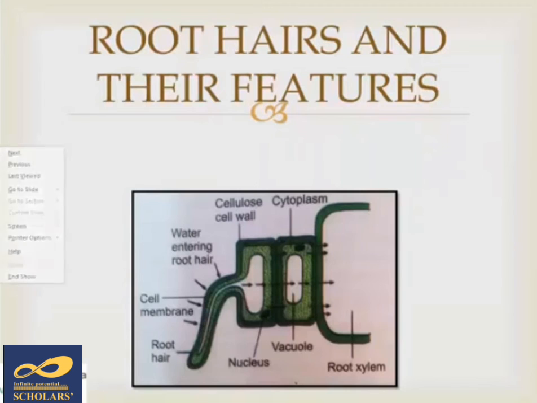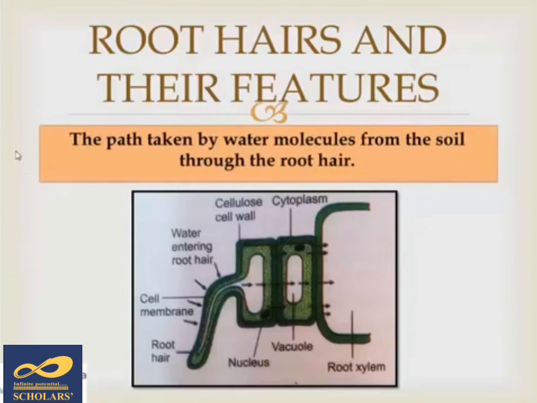In this image, you can notice the path that is taken by the water molecules from the soil to the root hair. These are the root hairs and these arrows that are visible are the direction of water. The water entering the root hair. This is the cell membrane. This is the cellulose cell wall. Here you can see the cytoplasm. This is the vacuole and this is the nucleus.